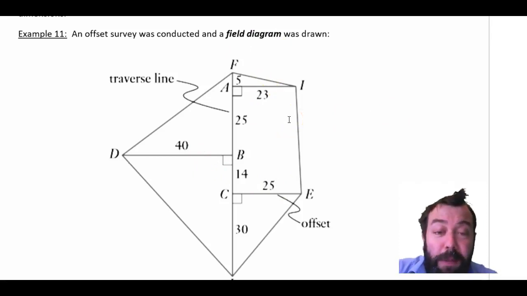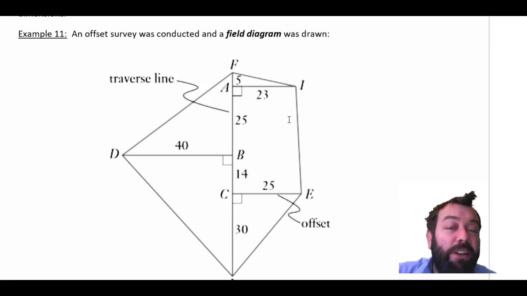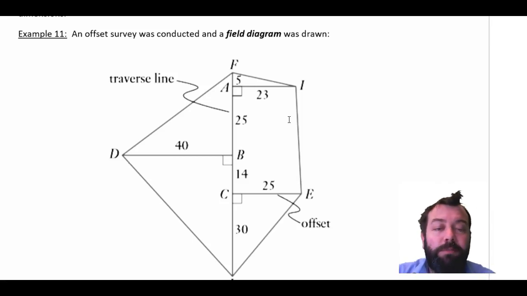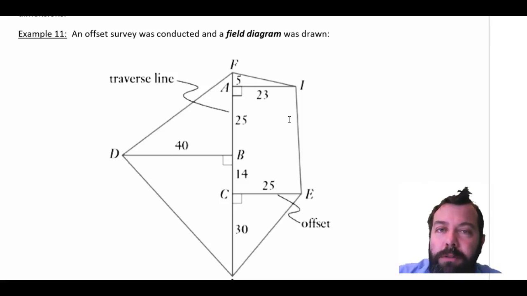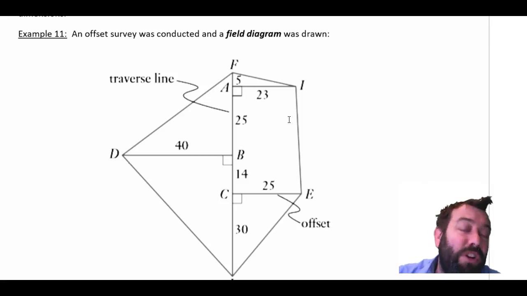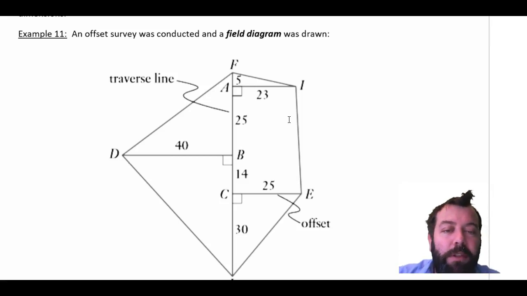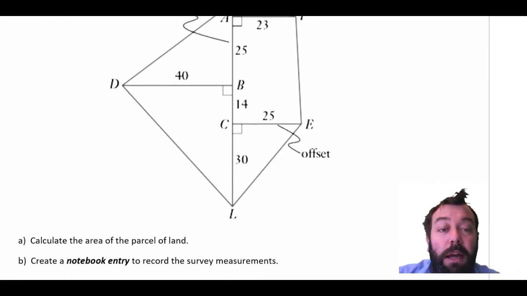An advantage of this method is that it fairly neatly dissects our area into a series of triangles and trapezia, and they're quite easy to calculate areas and lengths for. So there's lots of right angles involved. That's good for calculations, tends not to be great for measurements. So here we go. This is what we call a field diagram. There's a thing called a notebook entry that we'll get to in this example. I'll show you how that works.